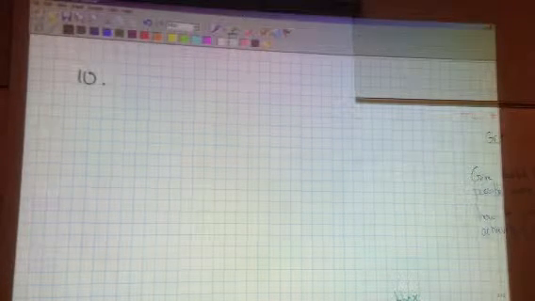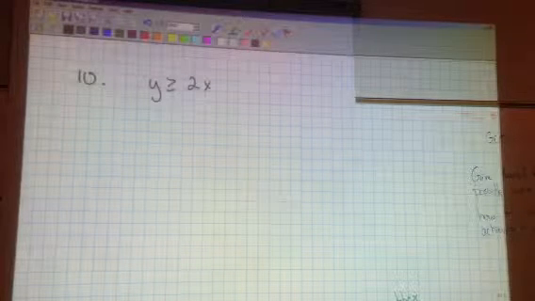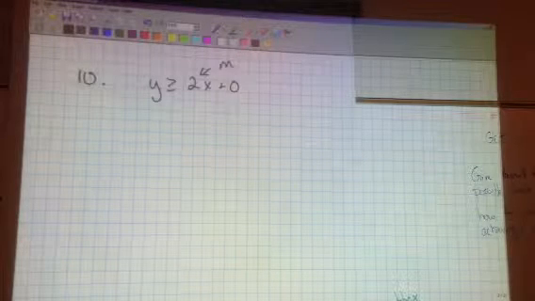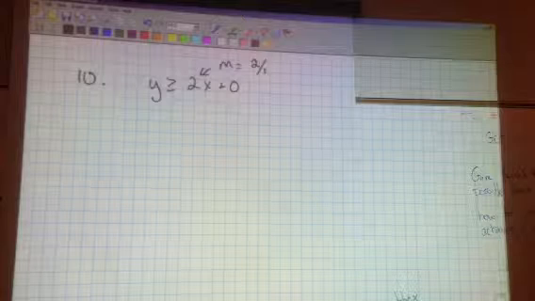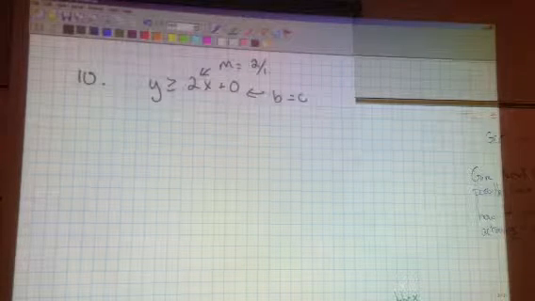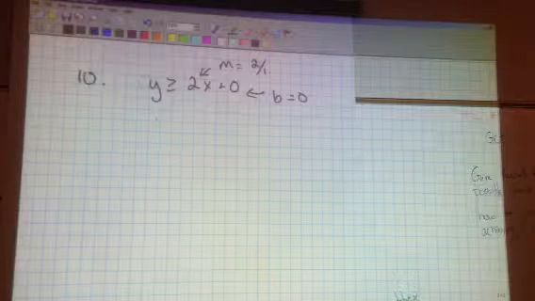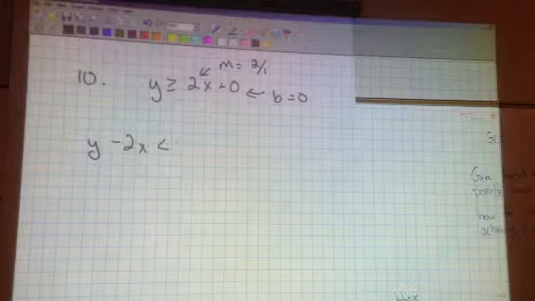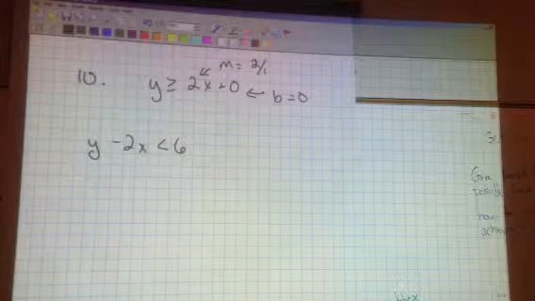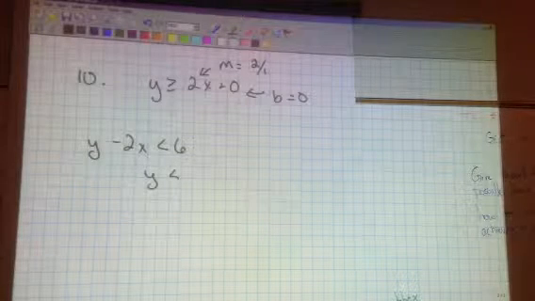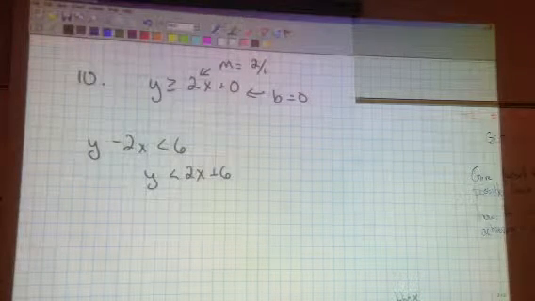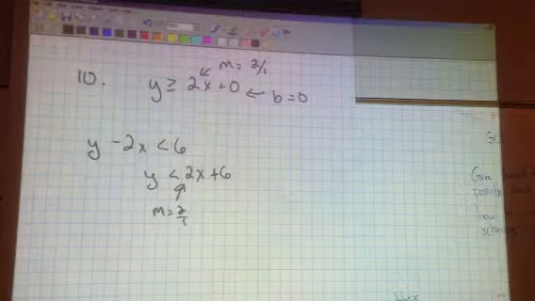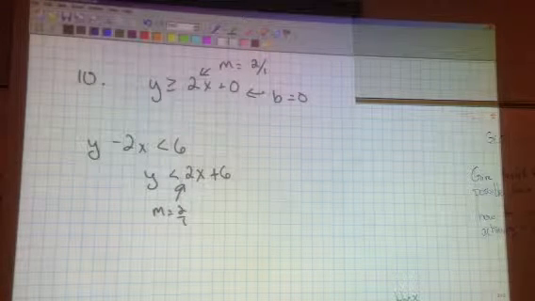All right, so I have y is greater than or equal to 2x, which you can think of as 2x plus 0. So here my slope is 2 over 1, and my y-intercept is just 0. And I have my other inequality, y minus 2x is less than 6. That's not in y-intercept form, so we'll add 2x to both sides. So I get 2x plus 6. And here's my slope, 2 over 1, which is going to match up with the other slope, so those are parallel lines.